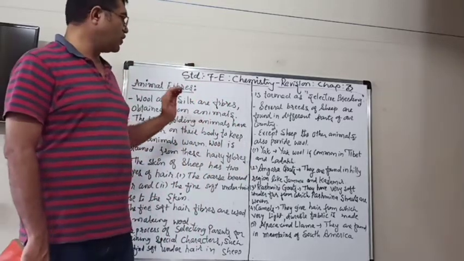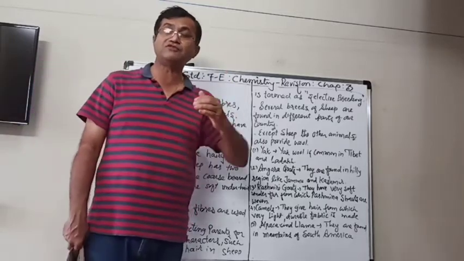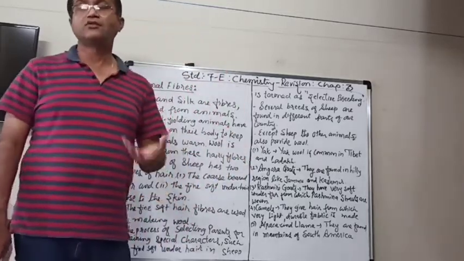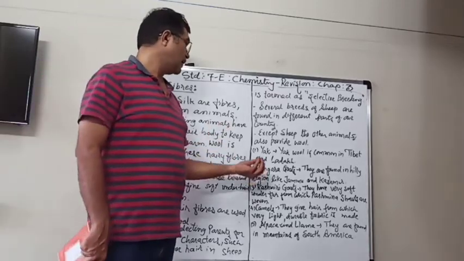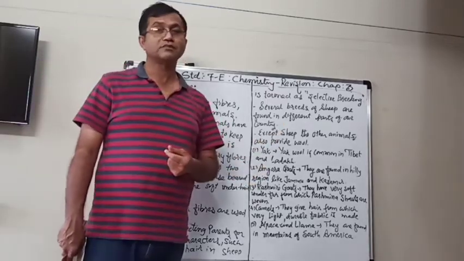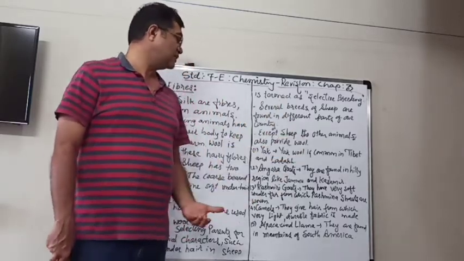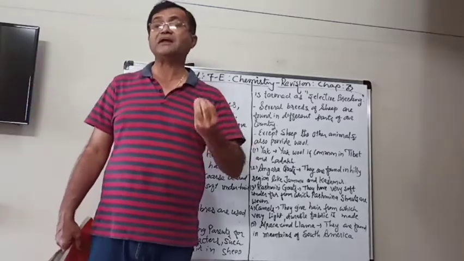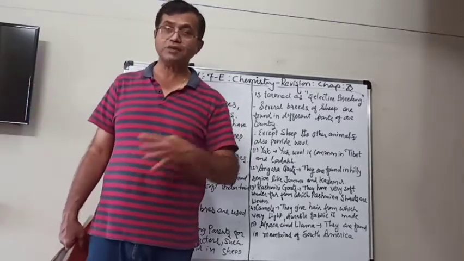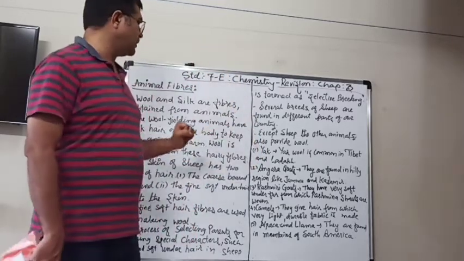So here you have to remember the names of those animals and which type of wool they are giving, like pashmina, Angora wool, and so on. And you have to remember from which region those special goats or the other animals are found. So that is the important thing that we learn today.